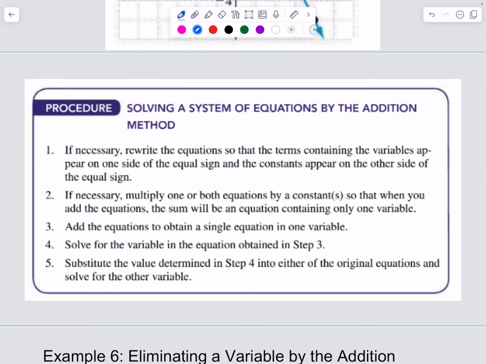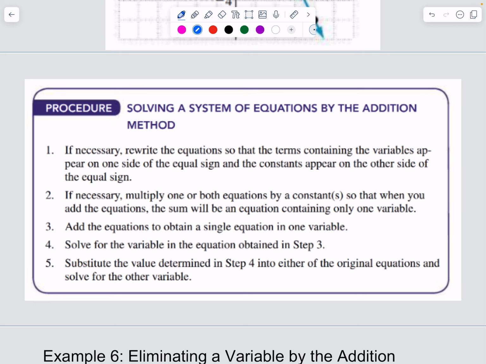All right, the last procedure we have is to solve it by using what the book is calling the addition method. We probably have heard this by calling it the elimination method. So what we will do is rewrite the equations so that the variables are on one side of the equal and the constants are on the other. Sometimes you'll multiply by a constant, but really what you want to do is add them together so that one of the variables gets eliminated.